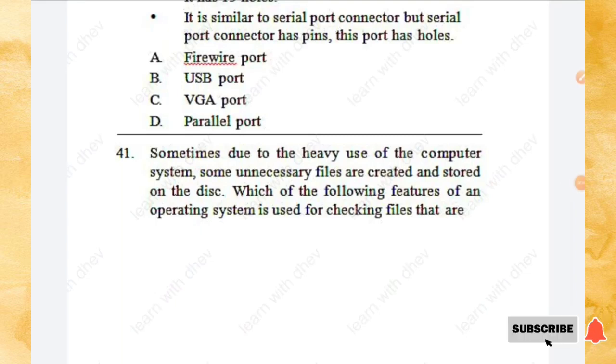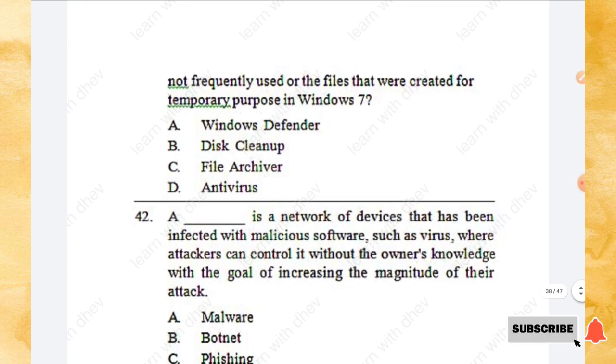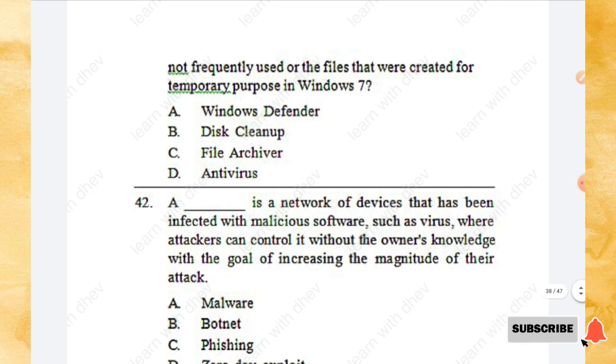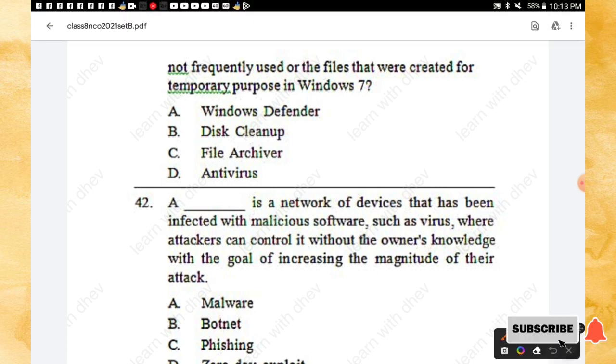Question number 41. Sometimes due to the heavy use of the computer system, some unnecessary files are created and stored on the disk. Which of the following features of an operating system is used for checking files that are not frequently used or the files that were created for temporary purposes in Windows 7? Options are Windows Defender, Disk Cleanup, File Archiver, Antivirus. The right answer is option B, Disk Cleanup.